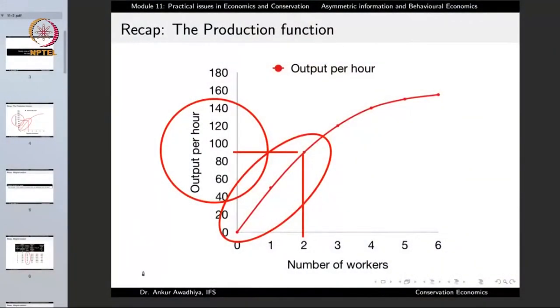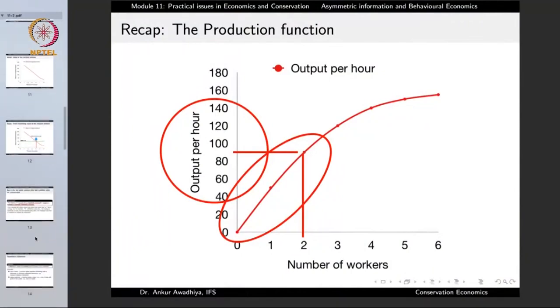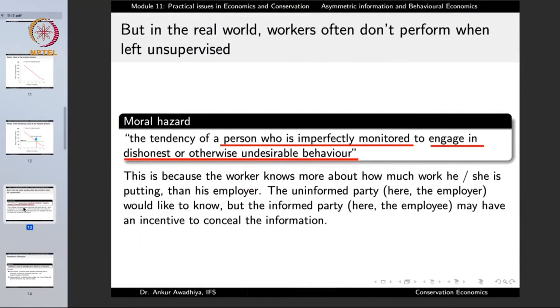And this may result in things such as the moral hazard. Now, when we are talking about moral hazard, we are trying to bring in the behavior of people into our understanding. So this is behavior and economics. We are not just talking about a mathematical model of economics or a scientific model of economics. We are also taking into account what is the behavior of people. So moral hazard is the tendency of a person who is imperfectly monitored to engage in dishonest or otherwise undesirable behavior. Now, why do people engage in such a behavior?